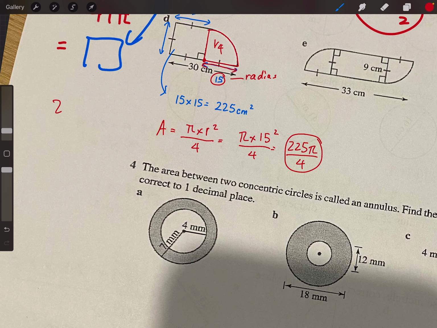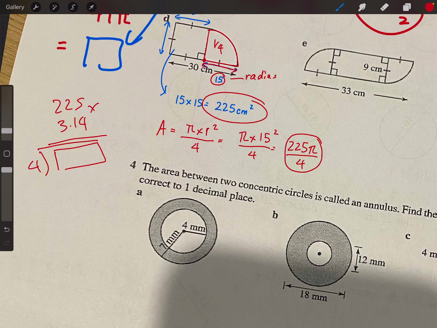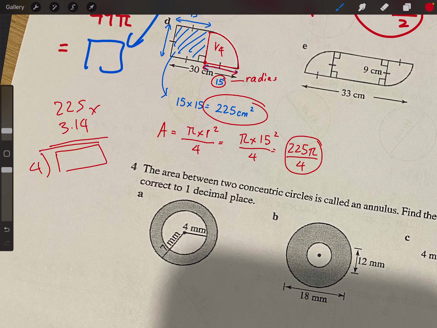So just do 225 times 3.14, get the answer, and then take that answer and divide it by 4 to get the area of the quarter circle. Once you work all that out, you're going to add it with 225. That's the area of the square. And the area of the quarter circle would be this thing. So you add these two up, and you're done.